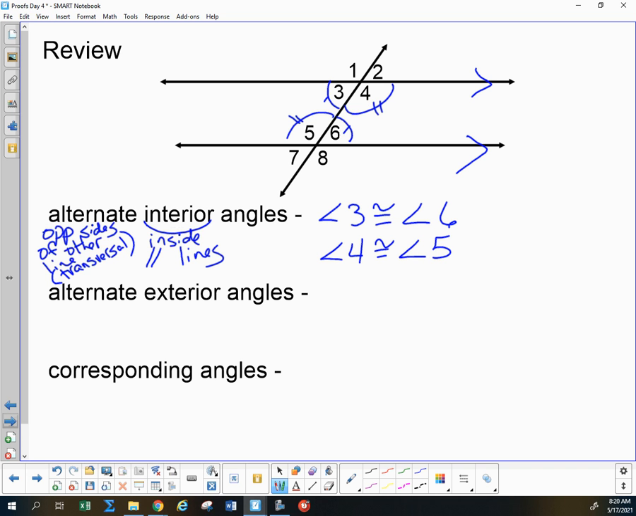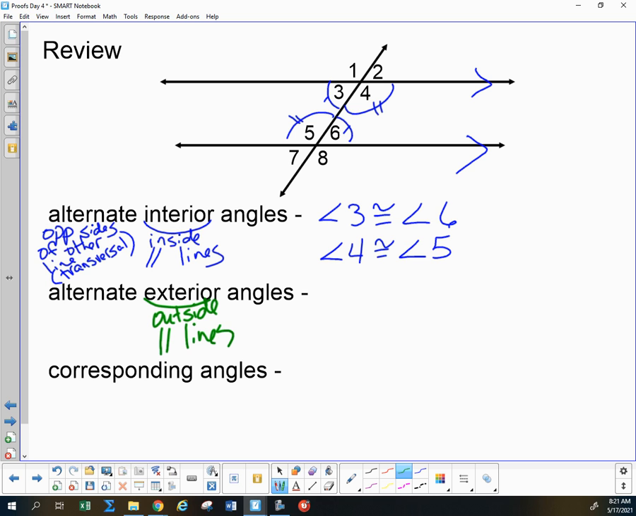So far, so good? Okay, alternate exterior means outside the parallel lines, and again, opposite sides of the transversal. Cannon, tell me all 4 angles that are outside of the parallel lines. 1, 2, 7, 8. So now we're just talking about 1, 2, 7, and 8. Lila, out of 1, 2, 7, and 8, give me one pair that are on opposite sides of that third line.